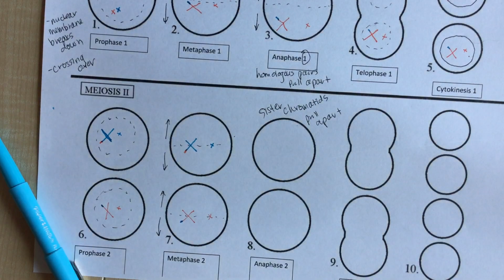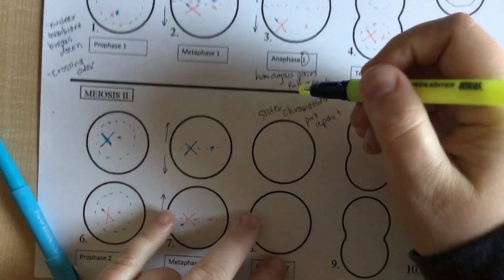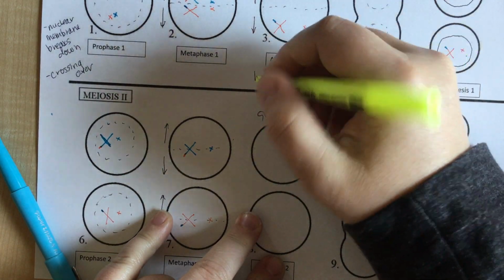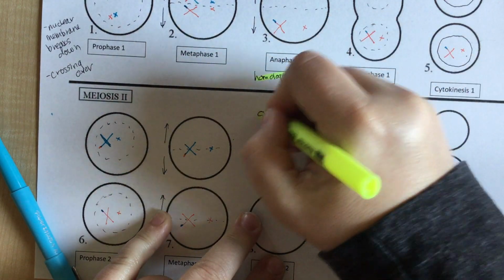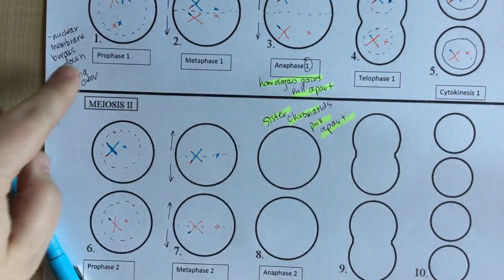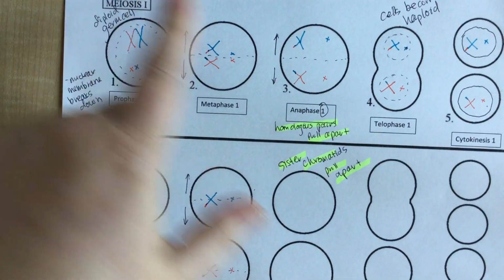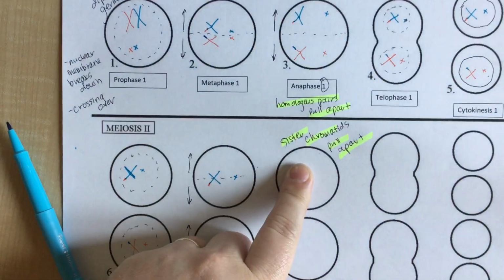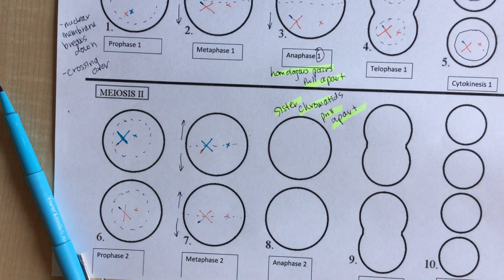I want you to star, circle, highlight, underline these. These are very important. In meiosis 1, the homologous pairs pull apart. In meiosis 2, the sister chromatids pull apart.